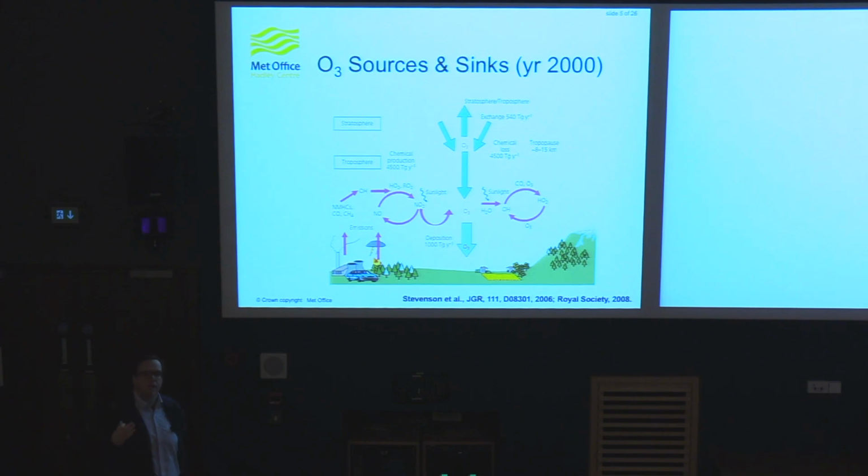So a quarter of the gross chemical production of ozone is actually removed at the surface through dry deposition, and that's why dry deposition is such an important process in the budget of ozone, and likewise for a number of other species.